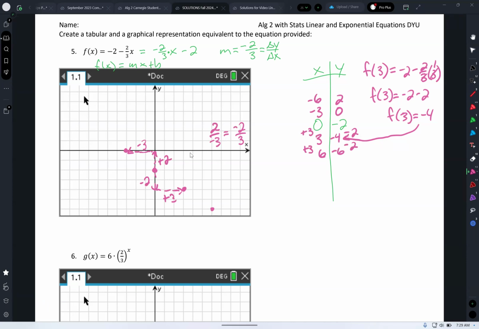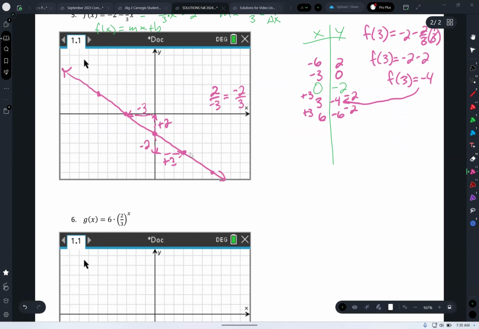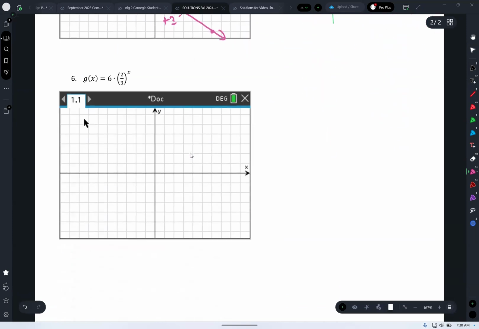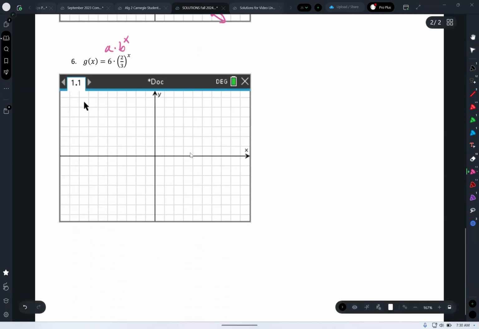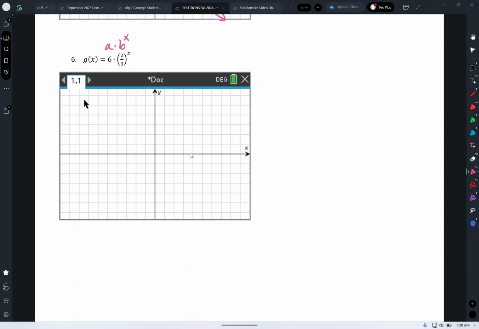And so now I have a linear function. Boom. Notice I could have made that graph and just converted it to a table. Order does not matter. Now, number 6, hopefully we recognize that exponential equation, a times b to the x. Looking at that exponential there, right? I've got a y-intercept of 0, 6.